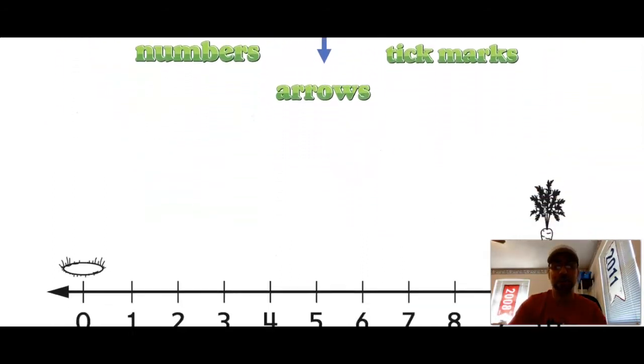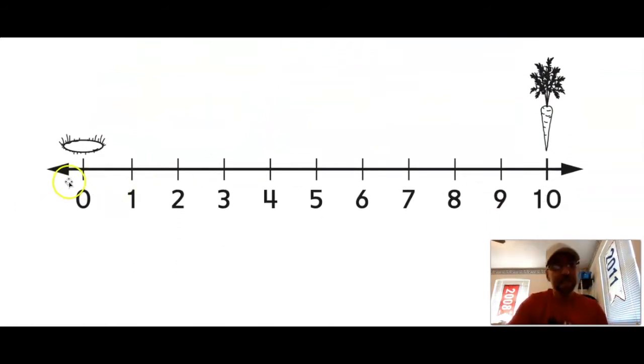Let's take a look at a number line. Here is a number line. This number line has the three things. It has the numbers 0, 1, 2, 3, 4, 5, 6, 7, 8, 9, 10. A number line has arrows. There's an arrow at the beginning pointing one way, and there's an arrow at the end pointing the other way. And that's because numbers go on and on. They never end. So the arrows tell us that the number line could keep going on. Because after 10 comes 11, and after 11 comes 12. So those arrows tell us that this number line could go on and on.